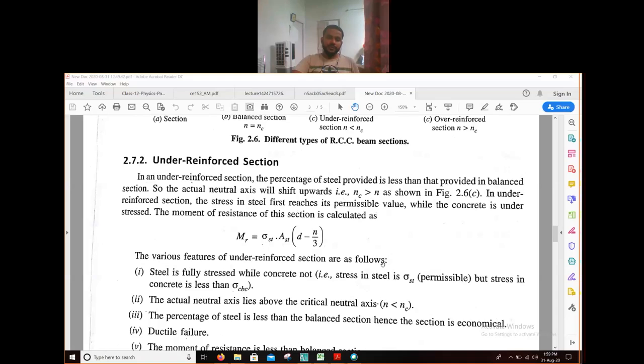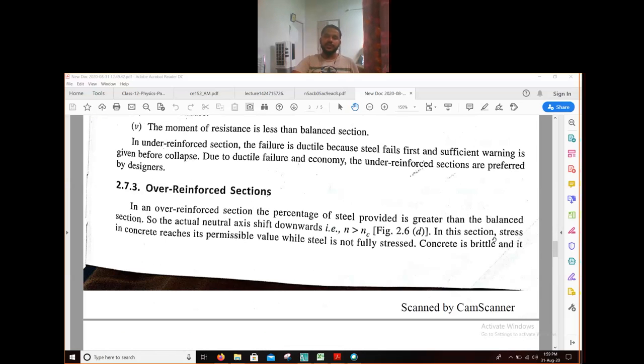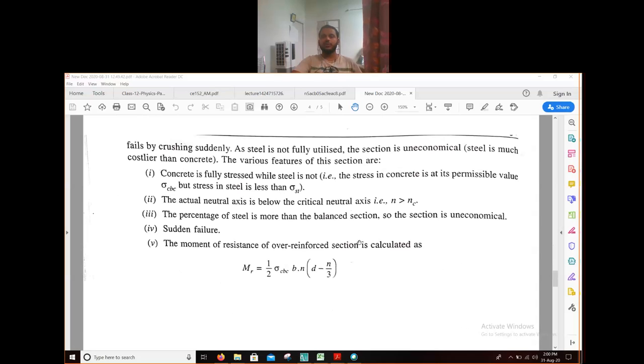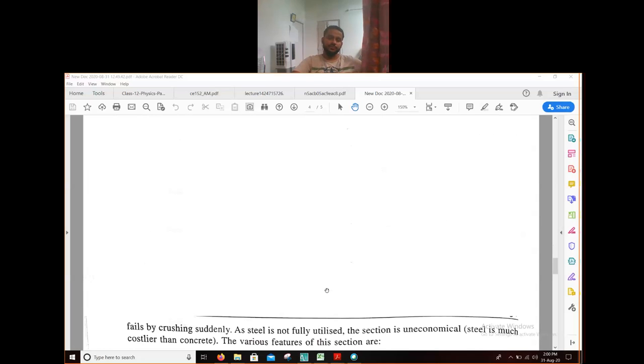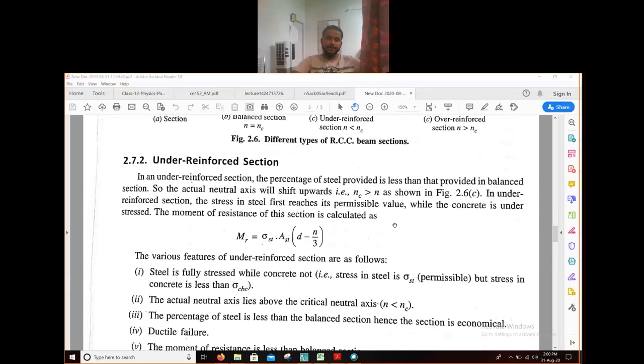Otherwise, if you go for over reinforced section, your building will be safe, but whenever it fails, during an earthquake or due to any difficulty, your building will suddenly collapse. As a result, people may lose their lives also. So it is very risky. We will never go for this over reinforced section. Always we will design an under reinforced section.